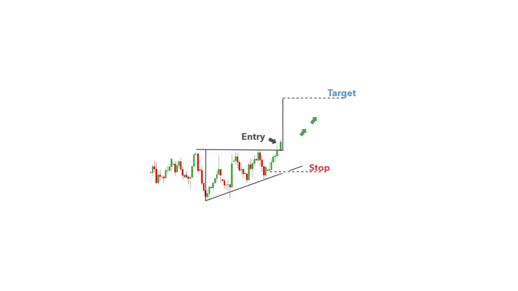Okay. Now here, what should be our entry? Whenever we get a complete closing above this upper trend line, we can take an entry, and our target will be this, which is totally equal to this, and our stop loss is here.